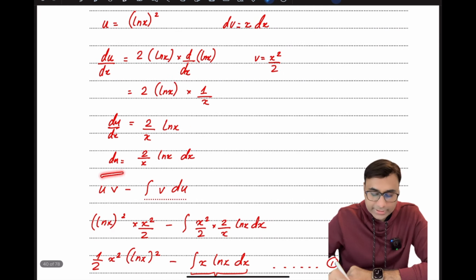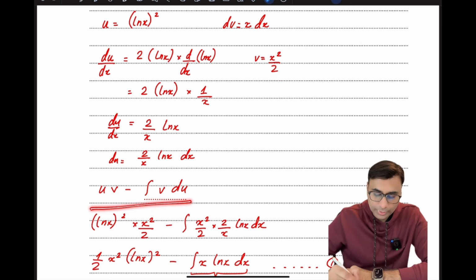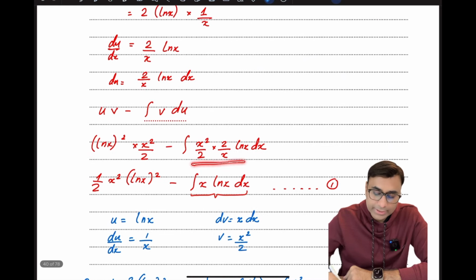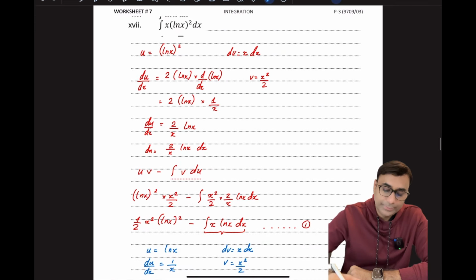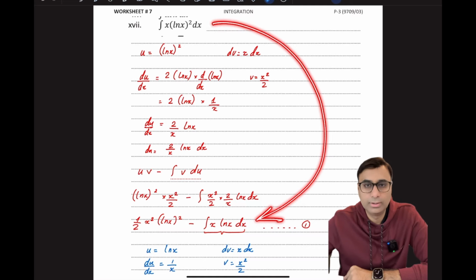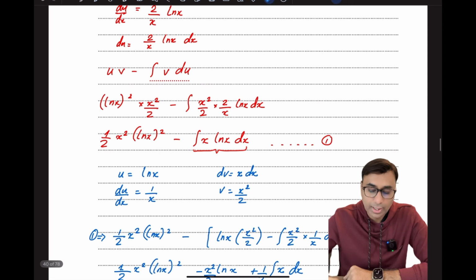And once I've gotten myself du and v, I can apply the integration by parts formula, u into v minus whole integral of v du. But this is where I'm going to realize that even this integral has an ln function in it. But it must be noticed that this ln function is simpler than the original one. So I will continue on with this and realize that I have to perform integration by parts once more here.